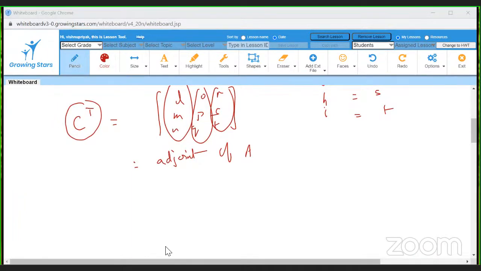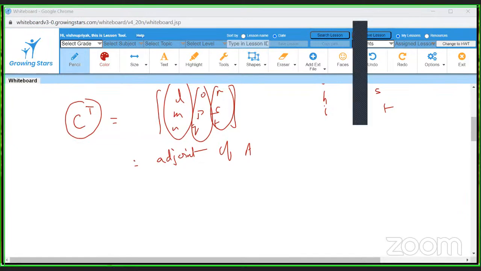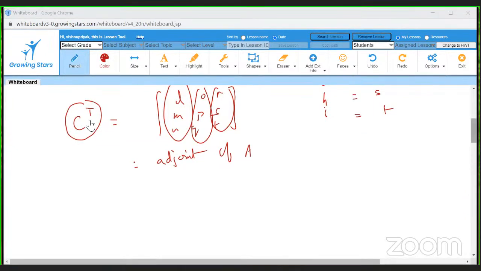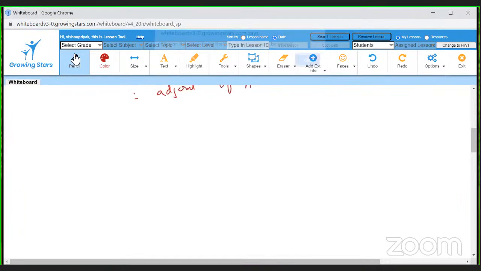Okay, now I will ask you to find the adjoint. Try. Let us see how many will do. Find the adjoint of the matrix.